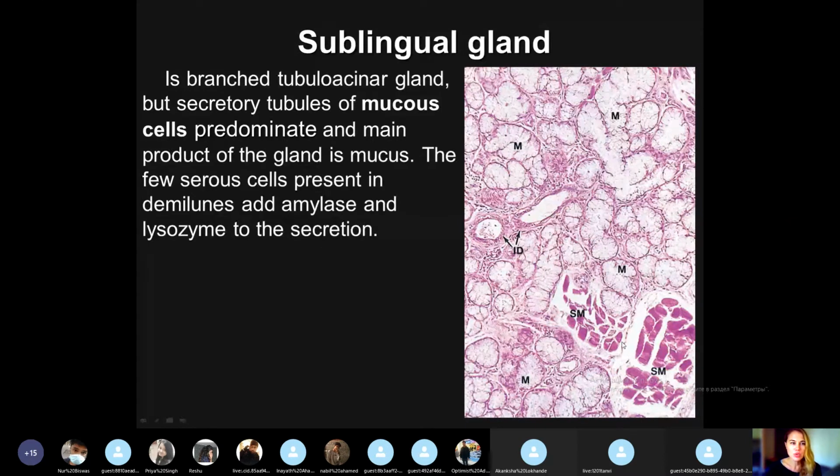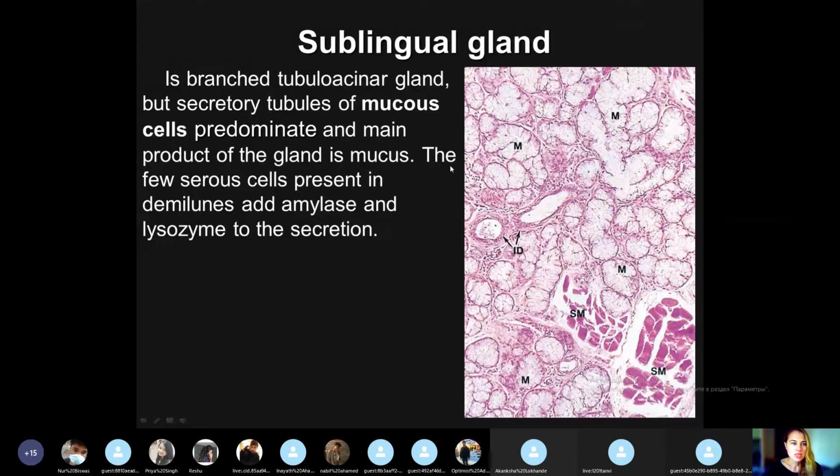predominance of the mucous acini. So we can see numerous mucous cells, and we can see also somewhere mixed acini, but mainly mucous acini. So these glands mainly produce alpha amylase and also lysozyme.